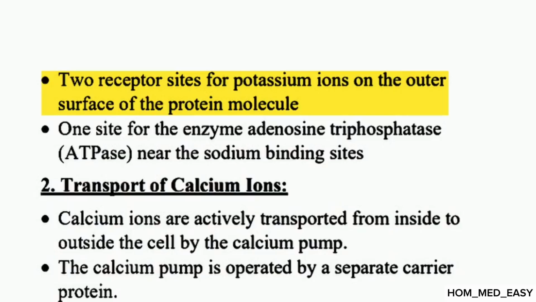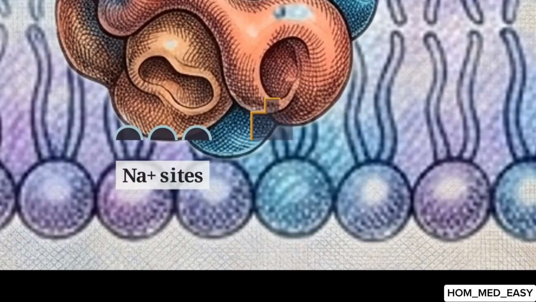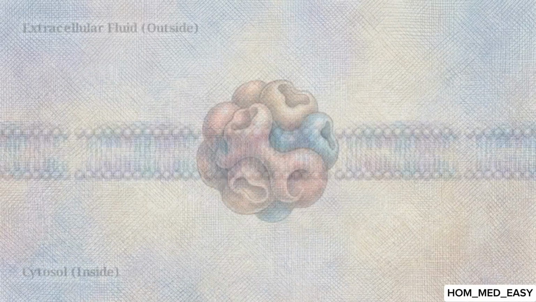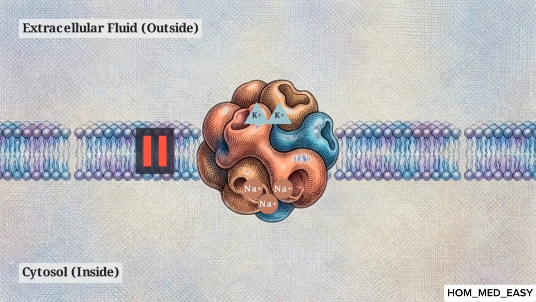This source confirms the location of the outer potassium sites and introduces the final structural component, a site for the enzyme ATPase. The ATPase site is positioned near the inner sodium binding sites. The protein functions as a mechanical gate, requiring the simultaneous binding of 5 specific ions, 3 sodium and 2 potassium, before the transport cycle can progress. The transport cycle remains paused until all 5 receptor sites are occupied by their respective ions.